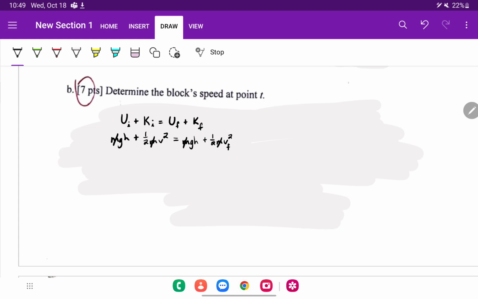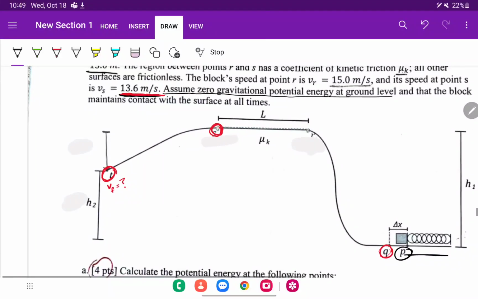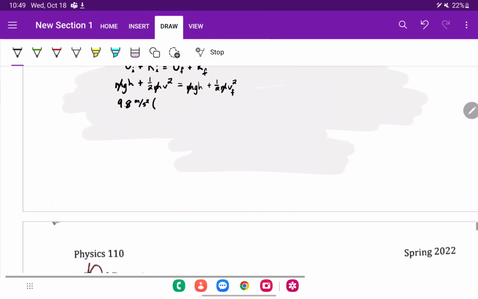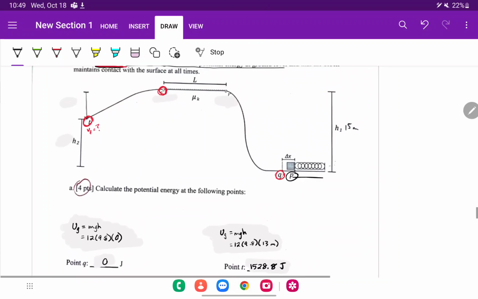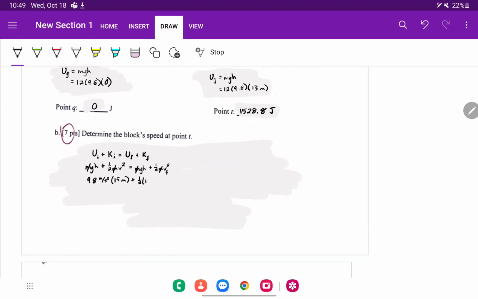So if I were to divide both sides by mass, or in this case 12 kilograms, the mass would go away in all of these terms. So I'm just going to copy down everything but the mass. So gravity, 9.8 meters per second squared. My height at point S is h1, which is 15 meters. My kinetic energy, I have 1/2 v squared. This is the v at point S, which it gives to us, 13.6 meters per second. I'm going to square that term.